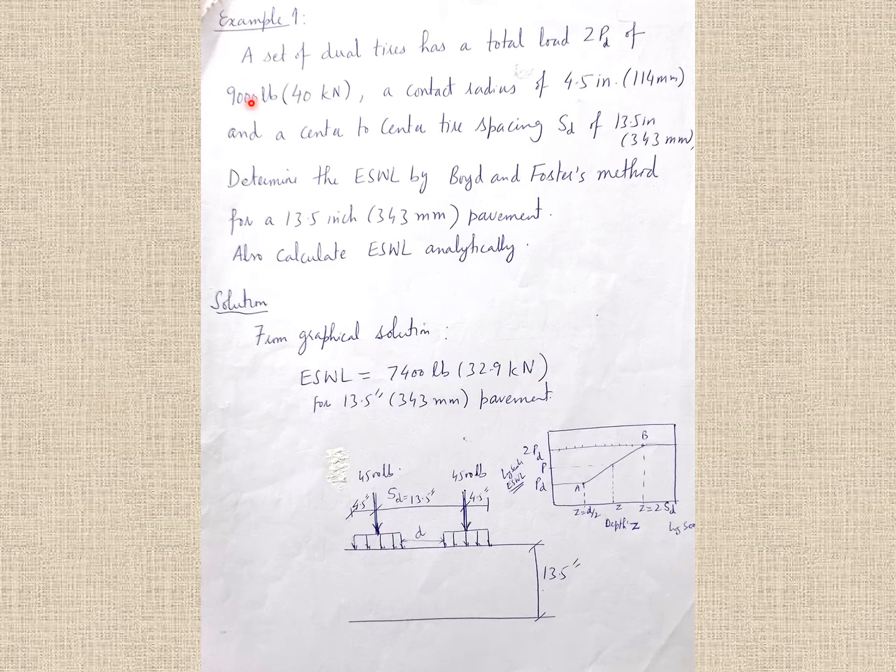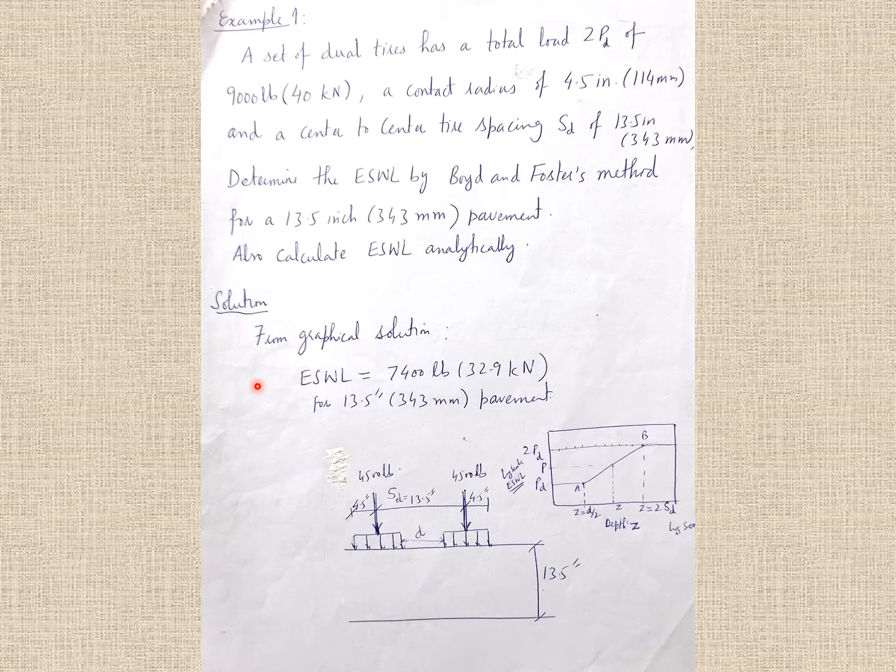Now look at this example. A set of dual tires has a total load of 2 PD of 9000 pounds or 40 kilonewton, a contact radius of 4.5 inches or 114 millimeter, and a center to center tire spacing S sub D of 13.5 inches or 343 millimeter. Determine the equivalent single wheel load by Boyd and Foster's method for a 13.5 inches, that is 343 millimeter, pavement. Also calculate the equivalent single wheel load analytically.